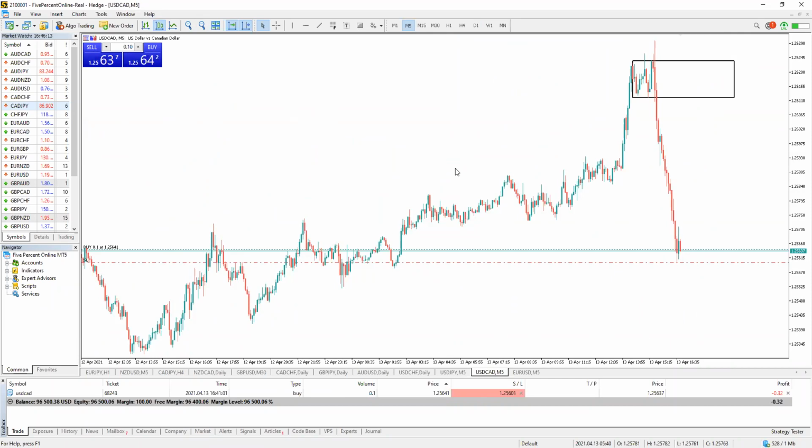I think we're up here. I'm waiting for possible scenarios. If this breaks down, I'm out of the trade for a small loss. If it moves sideways, I might consider holding or just getting out. And if this retraces and pushes higher, then I'll take some profits.